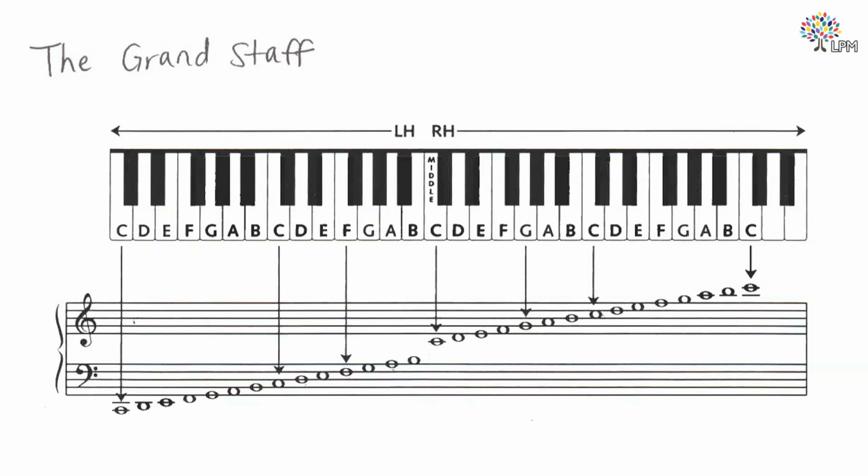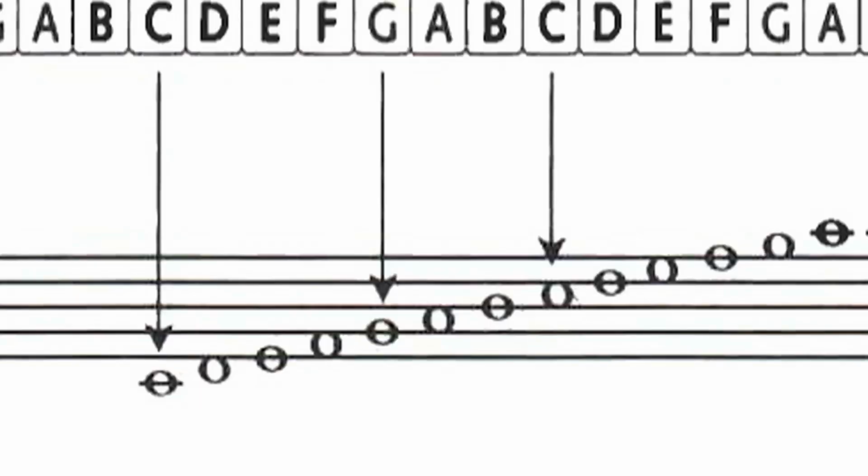Know how to locate these notes quickly on the keyboard, and you will be able to read the notes close to them more quickly. Another way to read notes quickly is by steps or skips. Notice that from middle C to D, it's a line to a space note, and it's a step up. From D to E, it's a space to line note, which is also a step up.